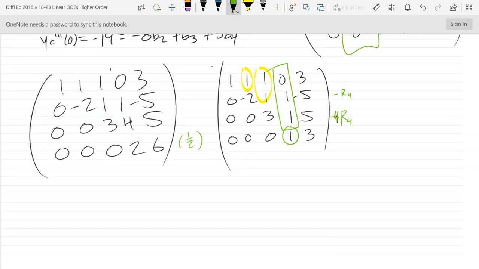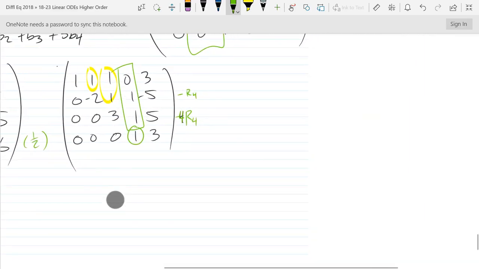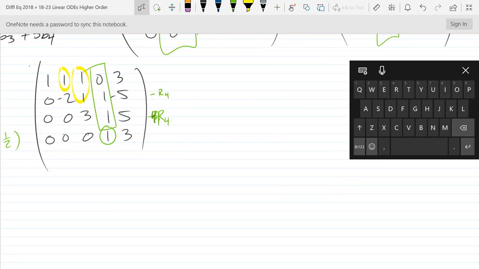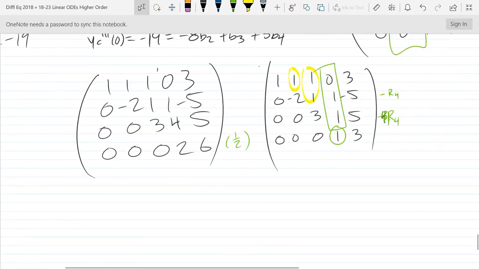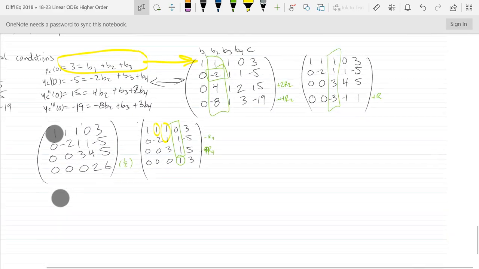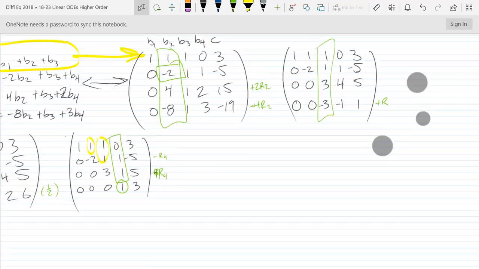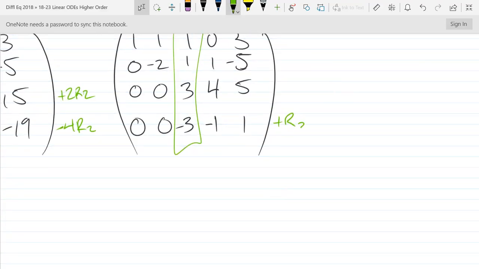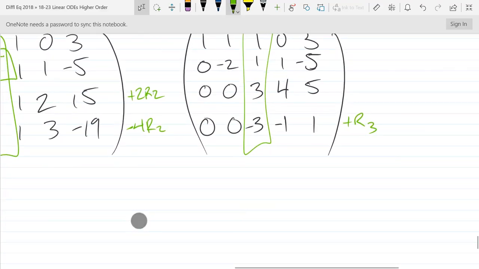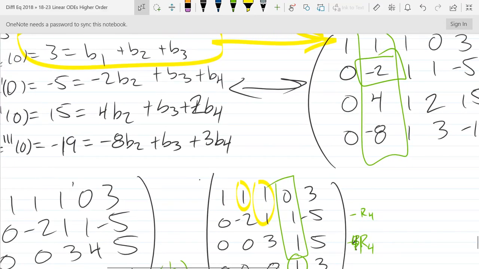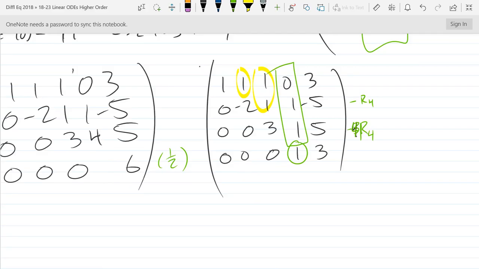Row 4. Oh no. Oh, because we used... Yep, right here. Alright. So we did plus row 3. So it should be 4 plus 1 is 3. That should be a 3, 6. Which means multiply by a third.